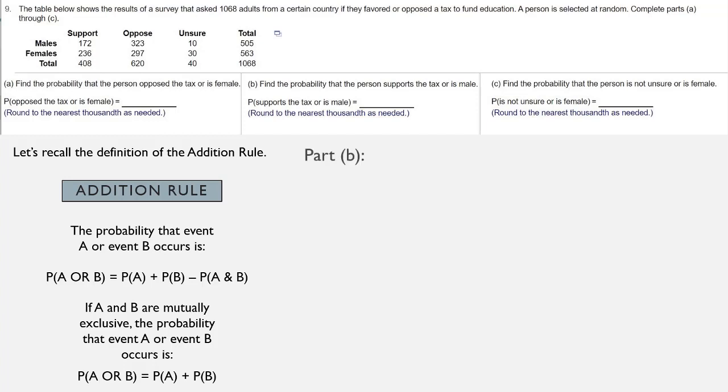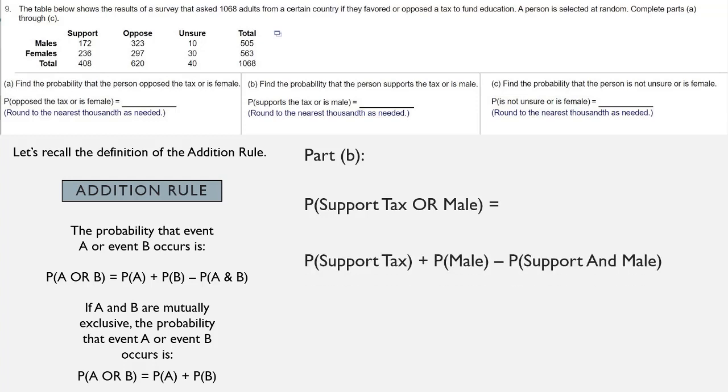In part B, we're asked the probability that the person supports the tax or is male. So again, are they mutually exclusive? Are there individuals who support the tax and are male? Yes, there are 172 of those. So this is the original version because these are not mutually exclusive events. The probability that we support the tax plus the probability that somebody is male minus the probability that they support and are male.